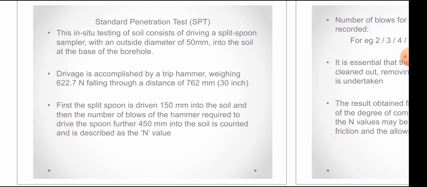Standard penetration test (SPT). This in situ testing of soil consists of driving a split spoon sampler with an outside diameter of 50 into the soil at the base of the borehole. Drivage is accomplished by a trip hammer weighing 622.7 Newton falling through a distance of 762 mm, that is 30 inch. First the split spoon is driven 150 into the soil and then the number of blows of the hammer required to drive the spoon further 450 into the soil is counted and is described as the N value.